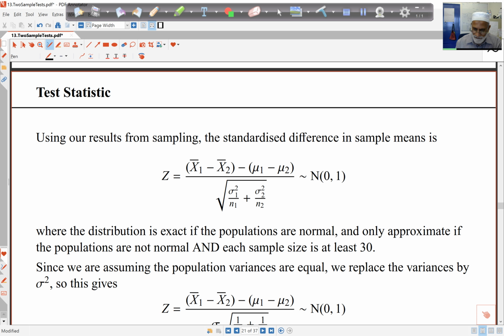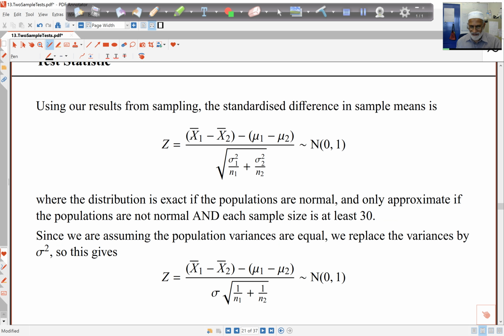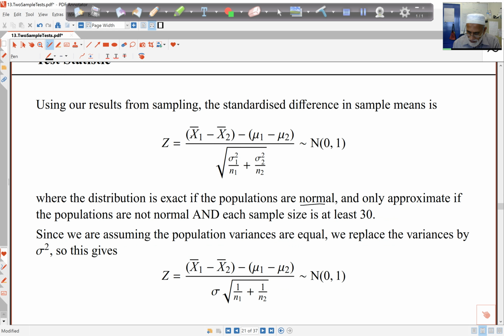Then my test statistic. If I use my earlier work with sampling, assuming everything is normal, then x1 bar is normal, x2 bar is normal, so the difference is also normal. Their means are simply mu1 minus mu2, and the variance for x1 bar minus x2 bar is sigma1 squared over n1 plus sigma2 squared over n2. So I'm dividing by the square root of that, the standard deviation. That is going to be normal(0,1). This is exact if populations are normal, and only approximate if populations are not normal, but then each sample size must be at least 30.